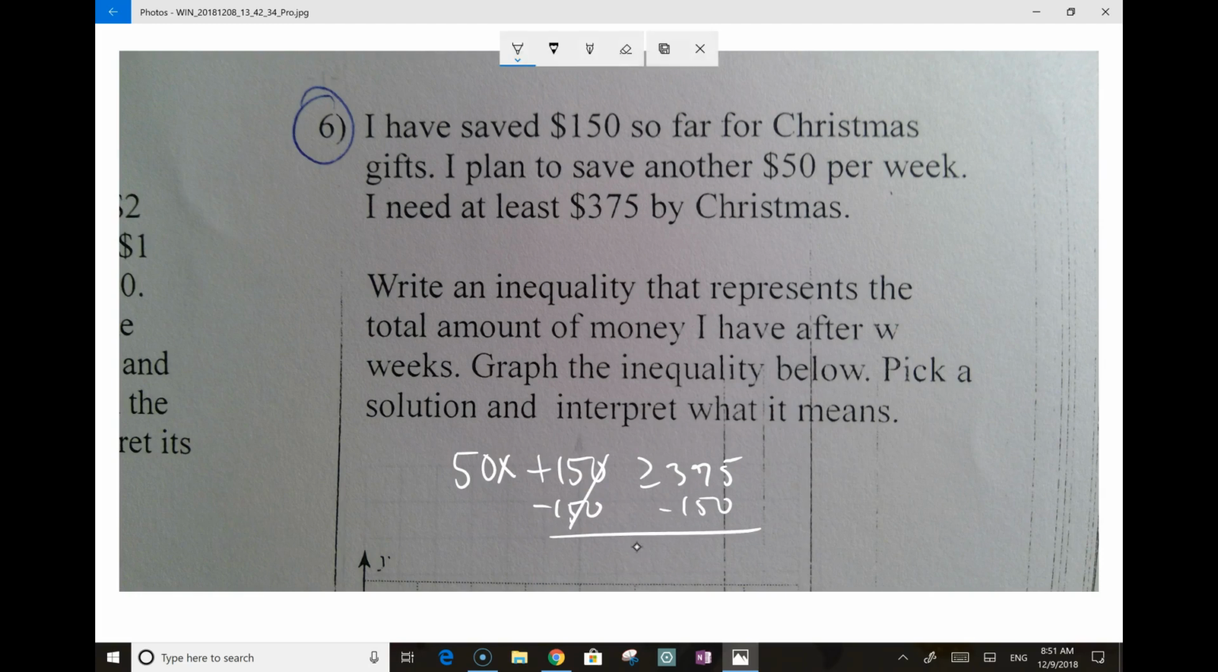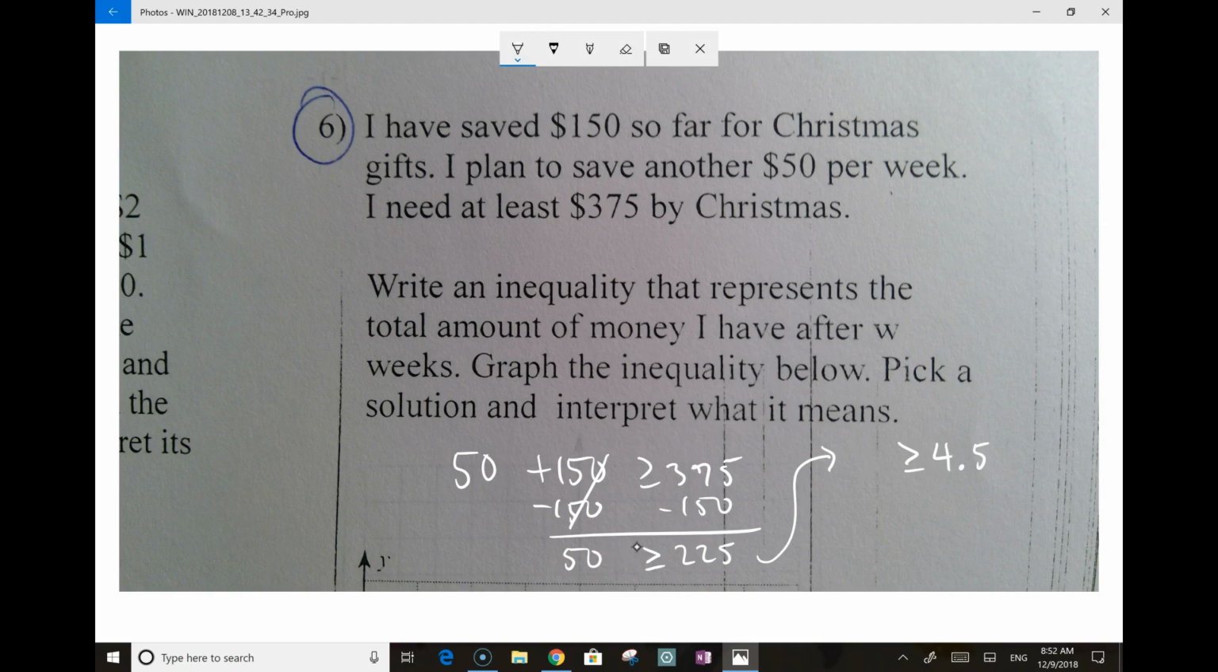And what we get is 50x is greater than or equal to 225. And then if you divide both sides by 50, what you get is that x must be greater than or equal to 4.5.